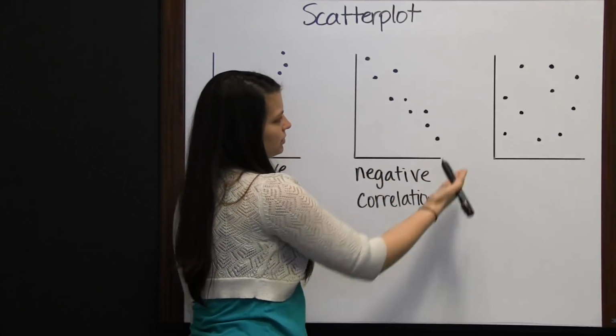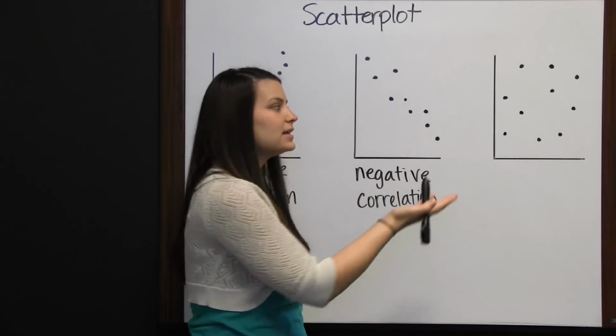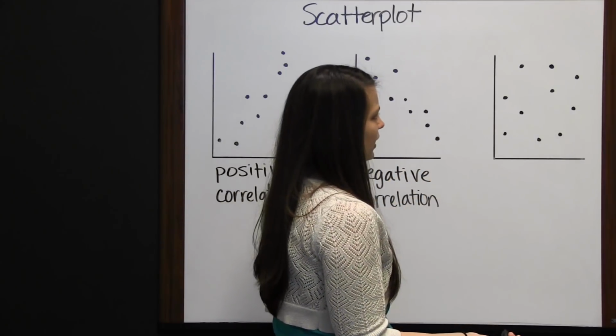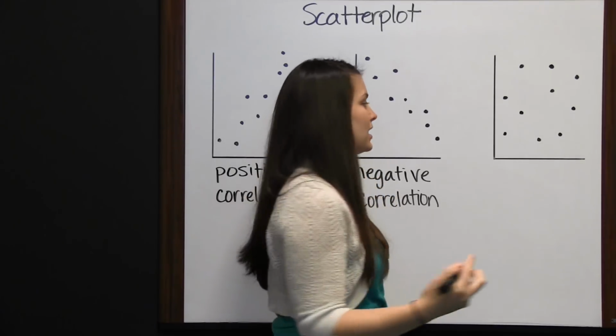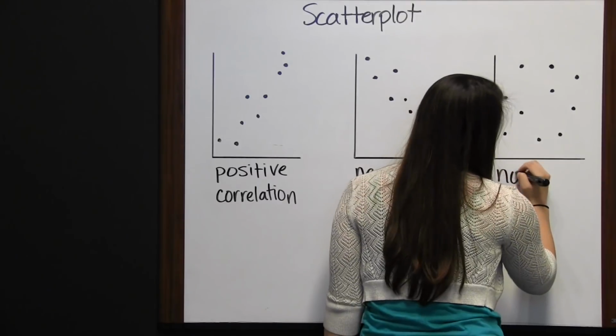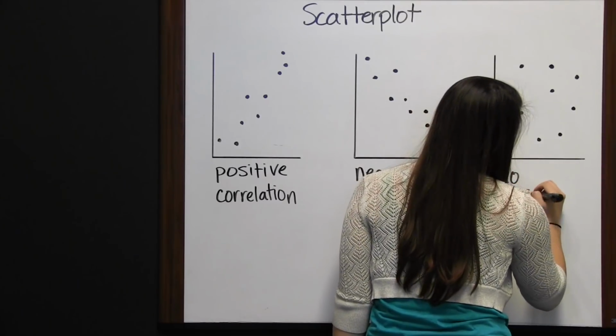Because these data points are decreasing. And then this last graph of data has no correlation at all. The points are completely scattered. So this would be no correlation.